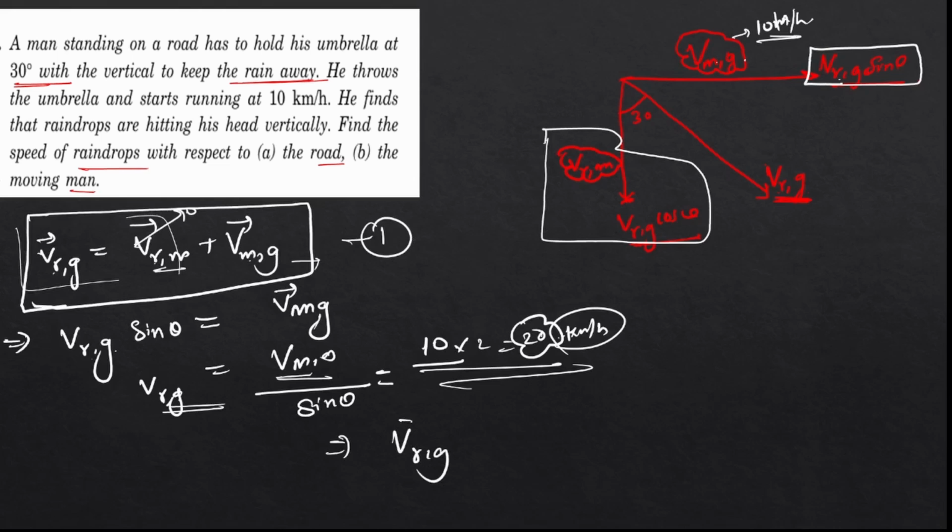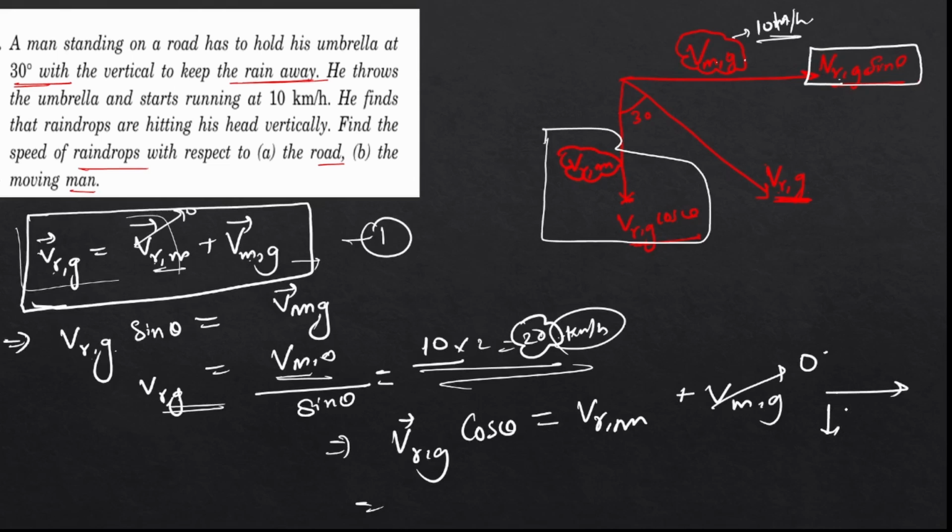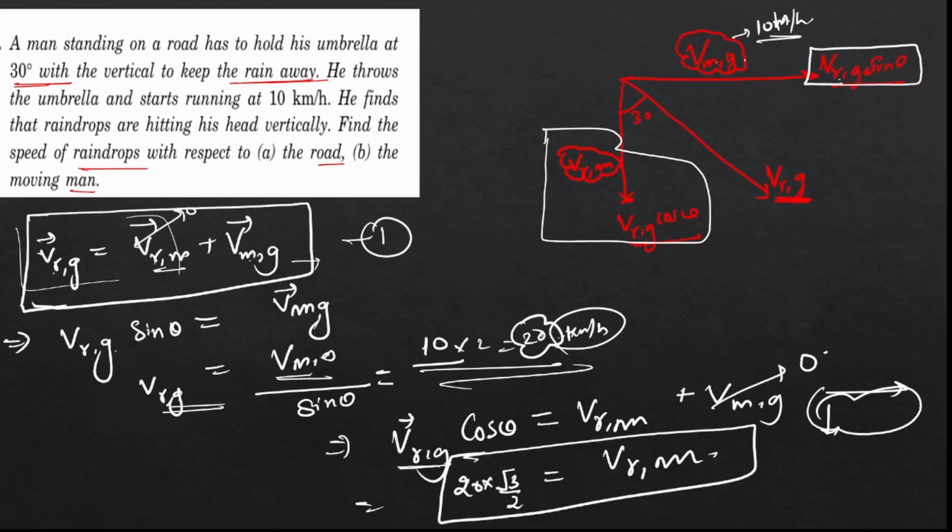So the velocity of rain with respect to ground and its cos component should be equal to the velocity of rain with respect to man plus velocity of man with respect to ground, which is 0, right? Because the man is moving like this, not like this. He cannot go under that particular path or that ground, right? So we have already found this is 20, and cos of 30 degrees would be this, and this will be the velocity of rain with respect to man. By solving this you can easily find this is 10 root 3.